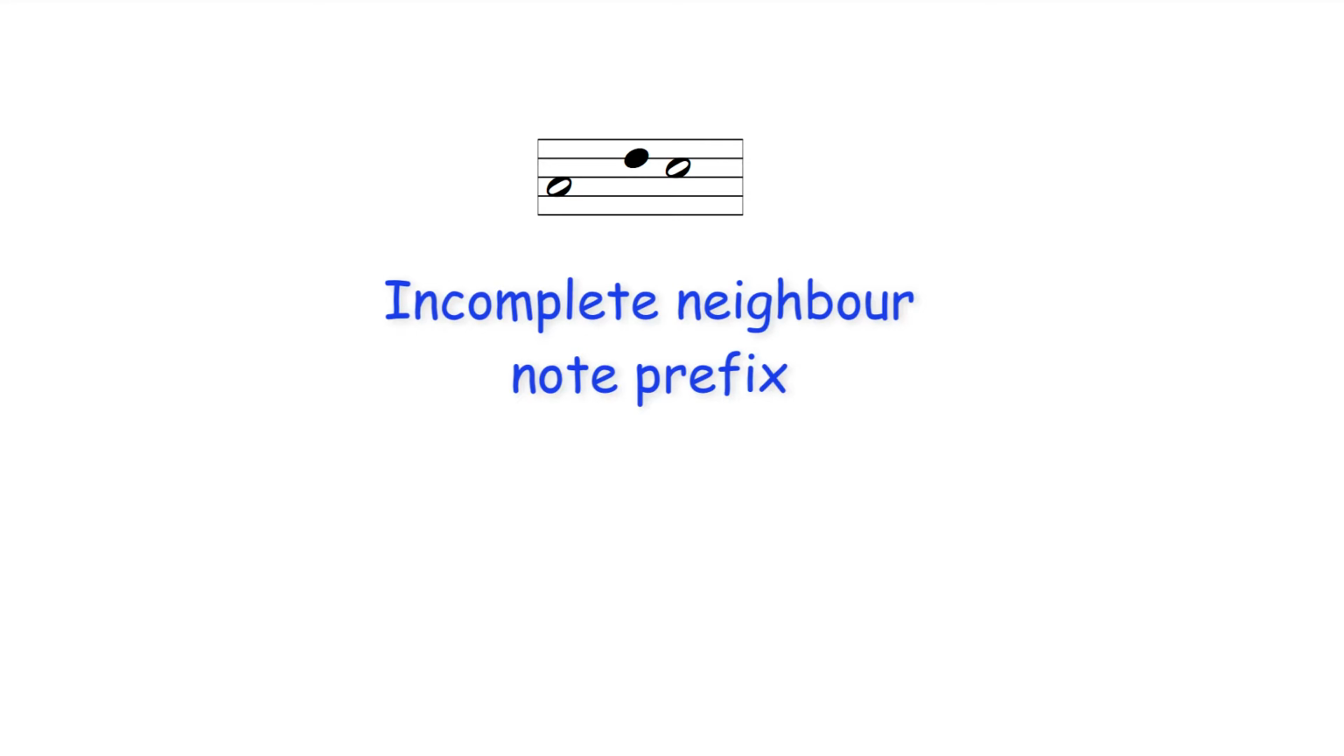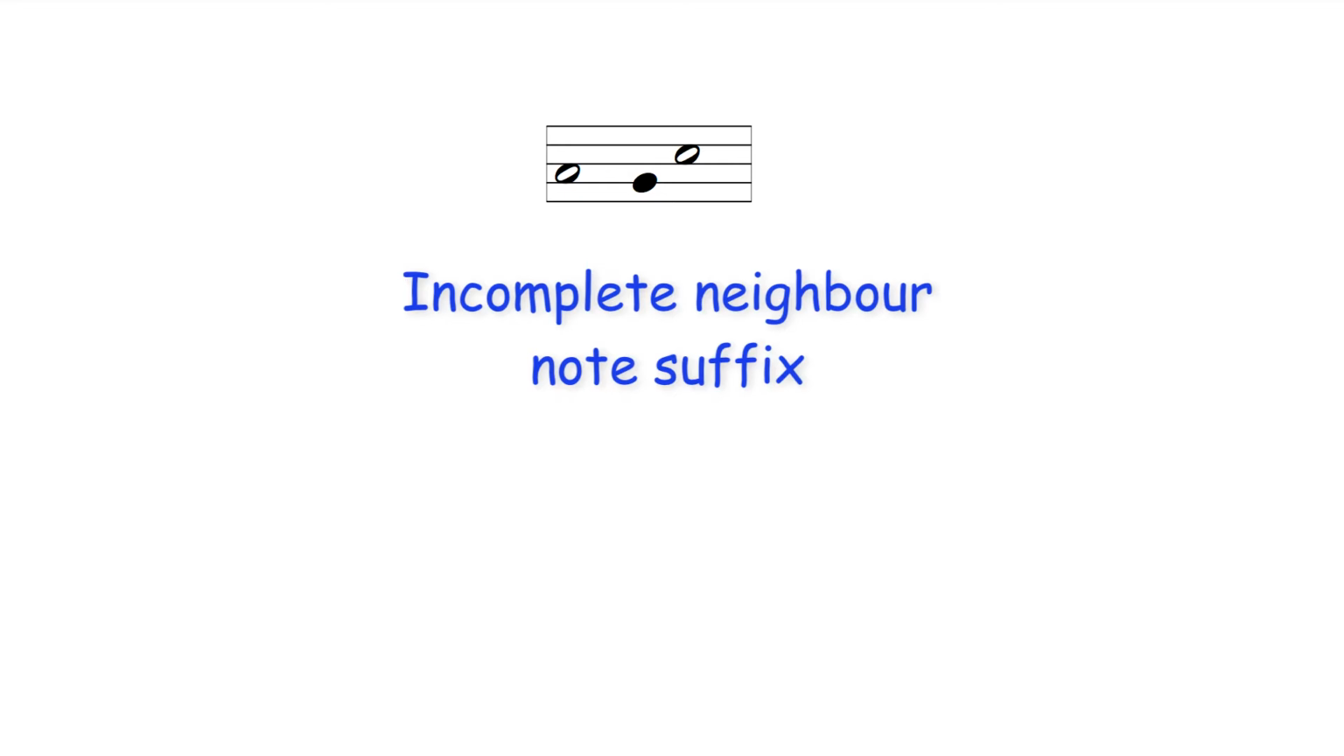An incomplete neighbour note which precedes a harmony note, often labelled an incomplete neighbour note prefix, is approached by leap and resolves by step, and an incomplete neighbour note which follows a harmony note, often labelled an incomplete neighbour note suffix, moves from the harmony note by step and then is left by leap.